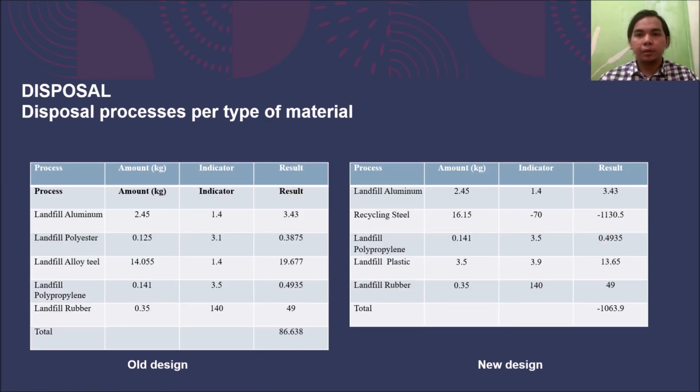Lastly, for the disposal part, the eco indicator result that we get is 86.638, and for the new design it is negative 1063.9. This is because we changed the material, as mentioned before, to materials that can be recycled compared to the old design. Hence, we can contribute to a lesser eco indicator and be more sustainable in the future.